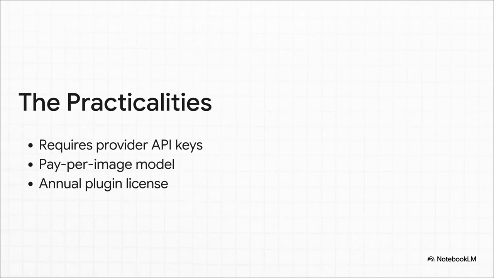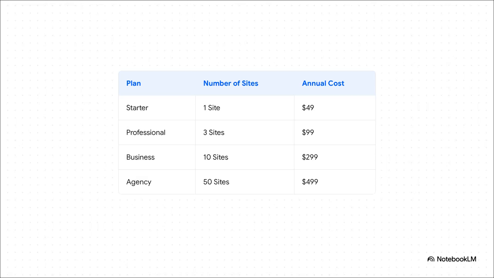So, to make that connection, you'll need something called an API key from one of these providers. It's just a little piece of code that lets them talk to each other. Now, the AI providers themselves do charge a very small fee for each image you create. We're talking maybe a penny to 6 cents. It's super cheap. And then the plugin itself is an annual subscription, which pays for the team that builds and supports it. And here's what that subscription looks like. The pricing is based on how many sites you need it for. For a single personal blog, it starts at just $49 a year. From there, it scales up with different plans for freelancers, businesses, and agencies who manage a whole bunch of websites.